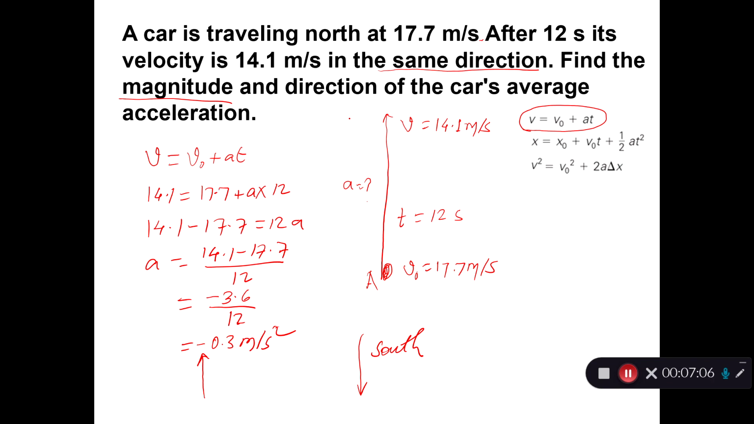Which also makes sense because velocity is decreasing. Initial velocity is 17.7 meters per second, final velocity is 14.1 meters per second. It is decreasing, so it is retarded motion, which means its acceleration is negative.